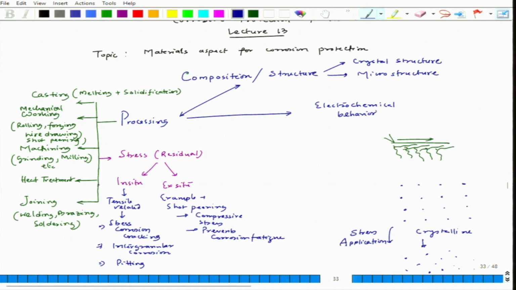In fact, when we talk about electrochemical behavior, it is basically talking about property, right? And when we talk about the property of electrochemical behavior, if we see a change in structure as well as composition, crystal structure or microstructure, we also have a relation like this. It has influence on the property, electrochemical behavior, and this is nothing but corrosion behavior.